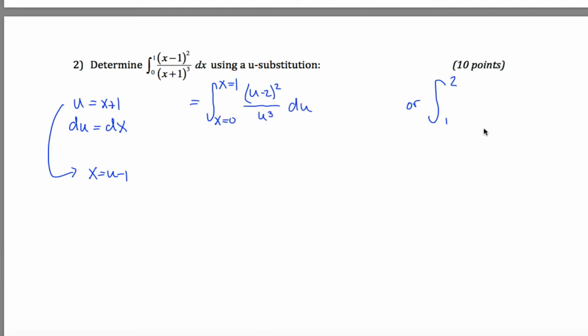Gets me here. Or you could have written it with the different limits of integration to make it look like this. Either one's totally fine. If you're leaving them with x's, leave them with x's. If you're changing them into u's, then your u's are one more than your x's. At any rate, I'm going to stick with this one in blue here. This is something that eventually I'll be able to integrate, but I don't think I'm quite ready to do it yet. Maybe I can FOIL out the top to get u squared minus 4u plus 4 over u cubed.